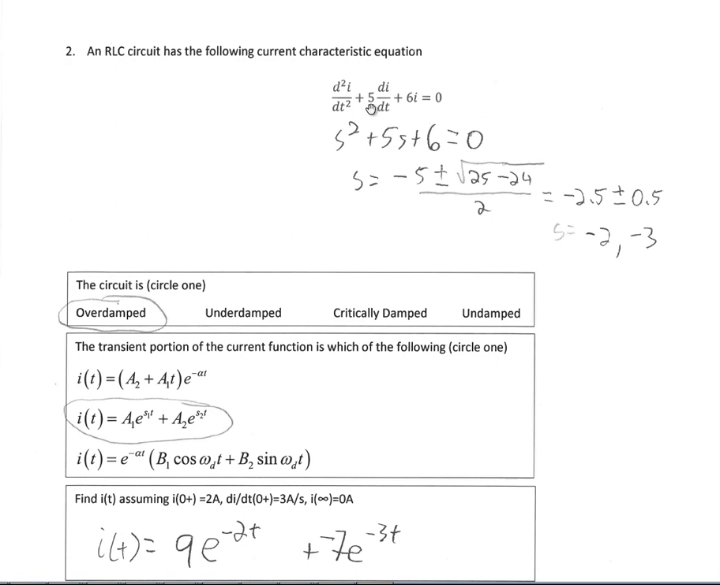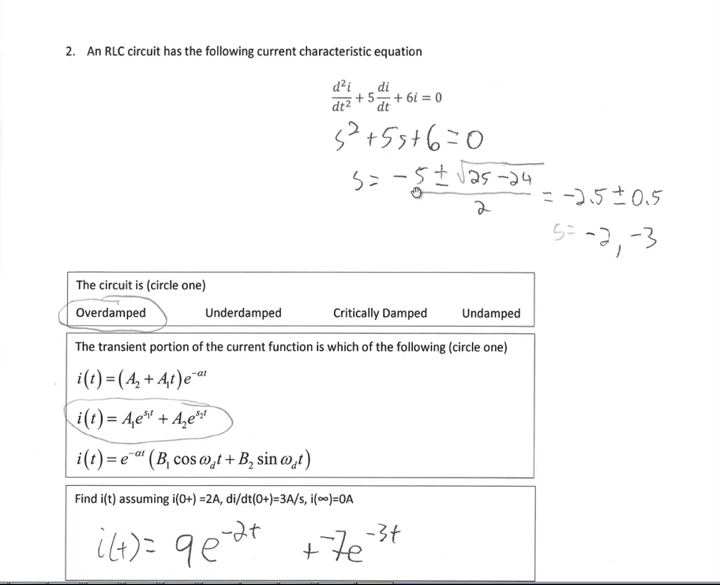So the first step here is to convert this second order differential equation into the characteristic equation using a Laplace transform. So everywhere we see the second order derivative we put an s squared, everywhere we see the first order derivative we put an s, and where we see the I itself we just put 1. So that yields s squared plus 5s plus 6 equals 0.